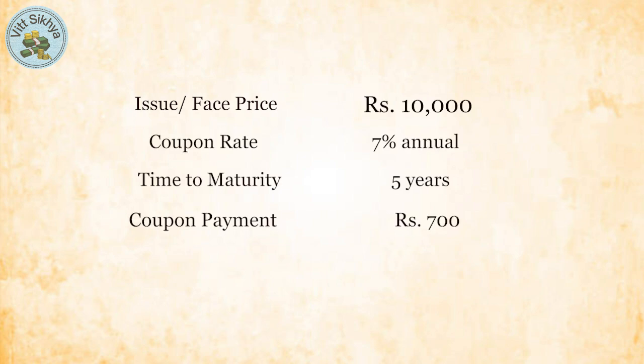When you buy a bond, you're basically lending your money to the issuer. In return, they promise to pay you interest at regular intervals, called the coupon rate. And after a fixed period, called maturity, they return the principal amount. For example, let's say the government issues a bond worth Rs 10,000 with a 7% annual coupon rate and a maturity of 5 years. You'll get Rs 700 every year for 5 years, and at the end of 5 years, you'll also get your Rs 10,000 back. That's how bonds work.